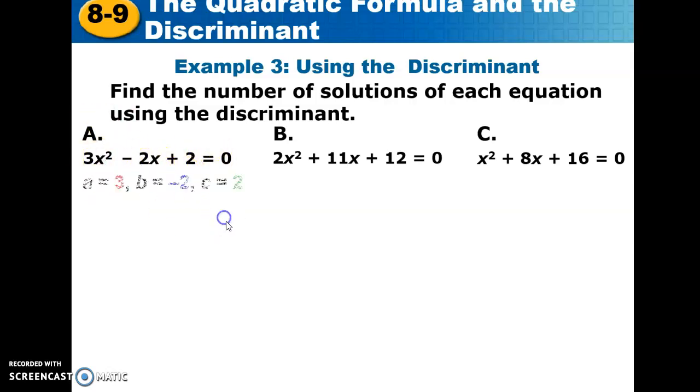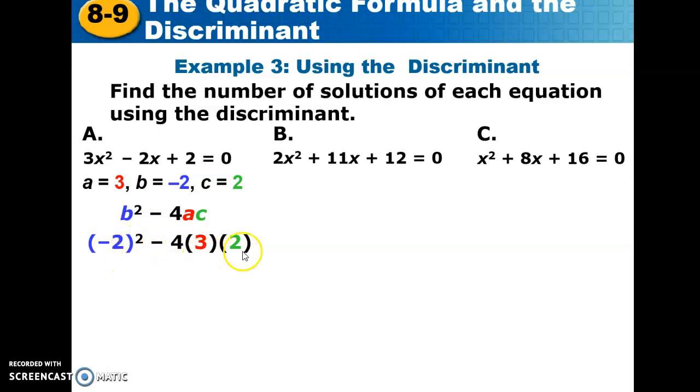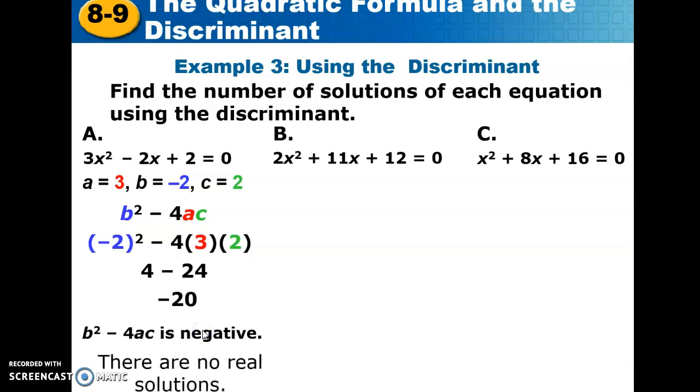If we look at letter A here, you have A is 3, B is negative 2, and C is 2. We're just concerned about the discriminant, which is the numbers inside the square root. So b squared minus 4ac. I'm going to take negative 2 squared minus 4 times 3 times 2. When I simplify that, I get negative 20. So without doing the whole quadratic formula, I can say there are no real solutions. You don't even need to do anything else with the quadratic formula. Because there's no real solutions, you don't have to plug in. You're good to go.